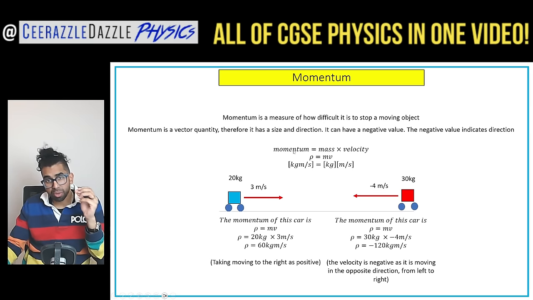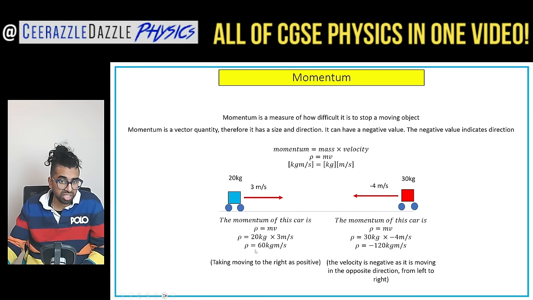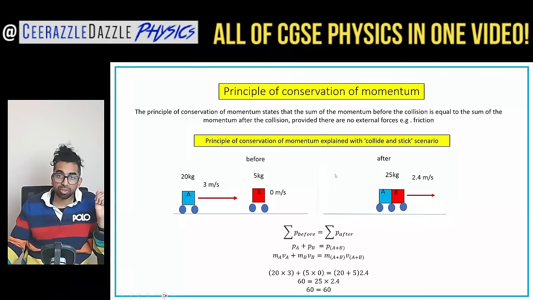Right, so momentum, the formula is equal to the mass times the velocity. There we go, p is equal to mv. Mass is in kilograms, velocity is in meters per second, therefore the momentum is in kilogram meters per second. Over here, we can work out the momentum of this to be 60 kilogram meters per second, but because I've taken going to the right as positive, going backwards this direction, it has to be negative. So look, the momentum of this one will be minus 120 kilogram meters per second because it's moving in the opposite direction. The principle of conservation of momentum.